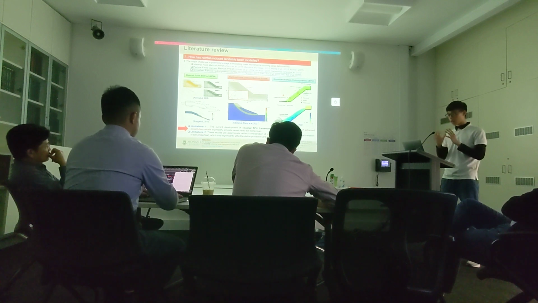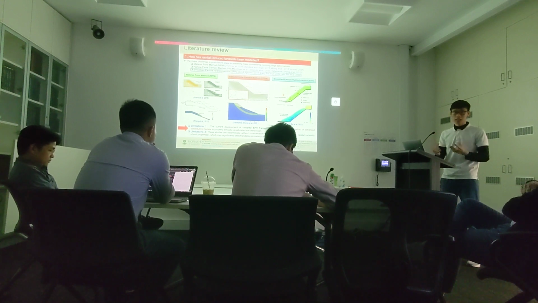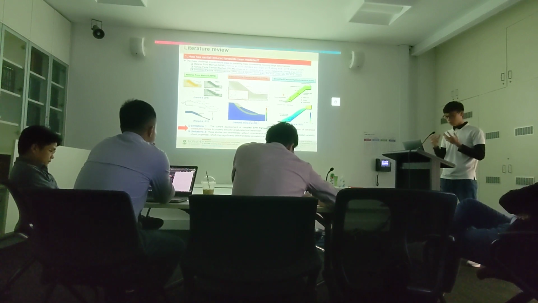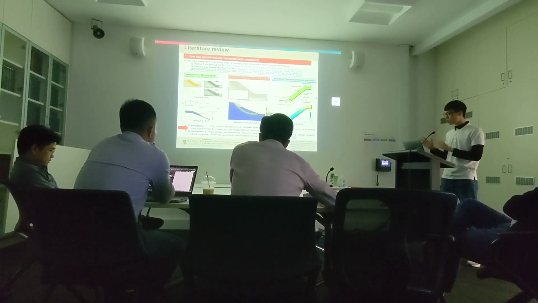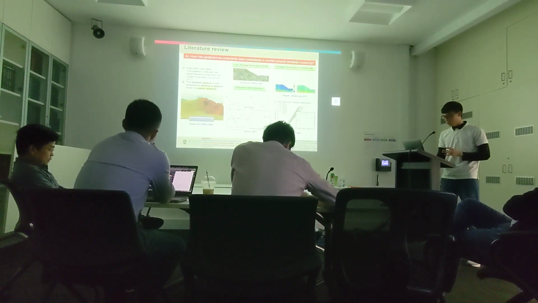So it means that the spatial variability of soil properties may have a significant effect on landslide failure and risk assessment. So how has geotechnical uncertainty been considered in rainfall landslide modeling? First, take a look at this picture.